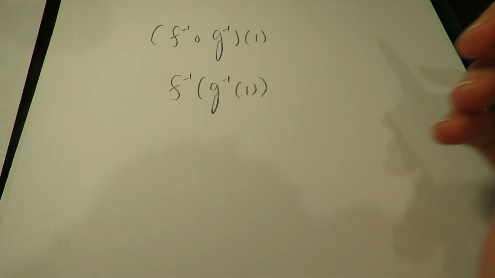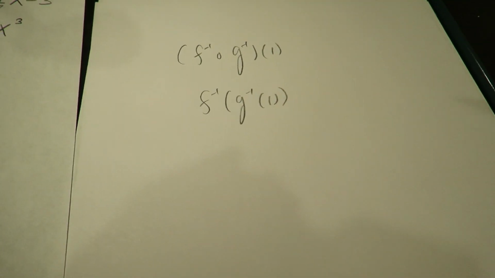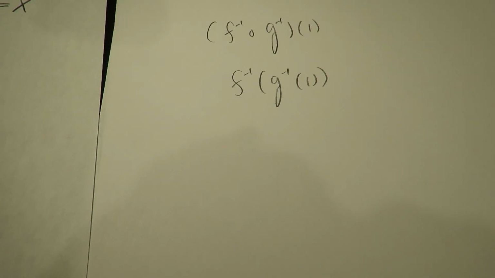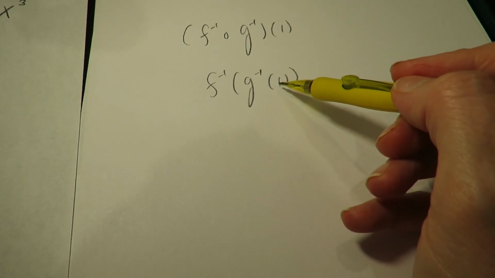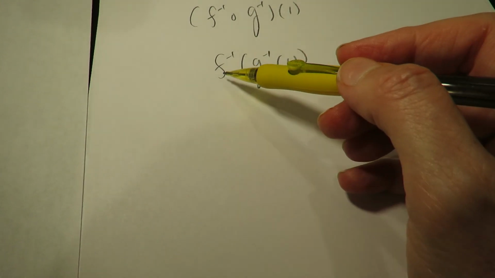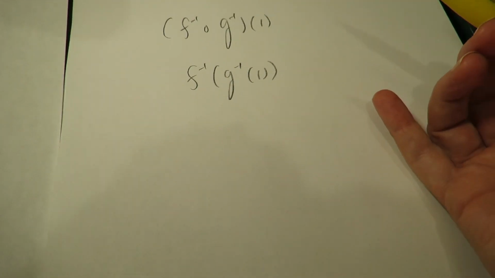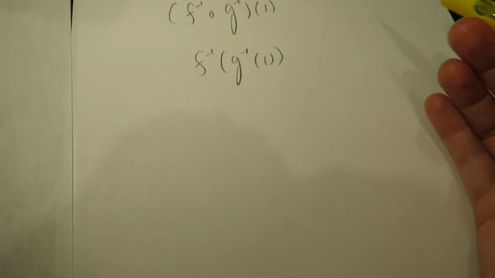Now there's two ways to do this, so just pick what you like best. Some students take the composite first and then they plug in the 1 for x. Some students plug the 1 into g inverse and then the output of that they put into f inverse. It's just up to you, your preference. I'm probably going to do it the second way I said it.